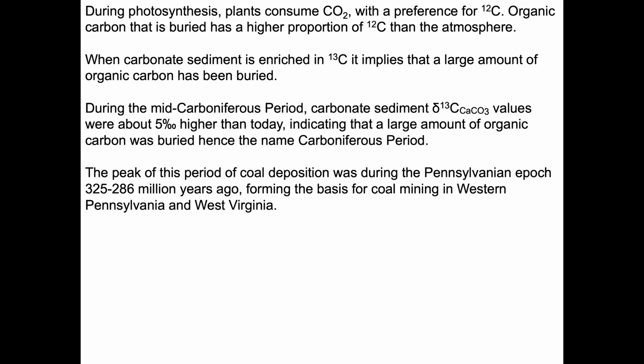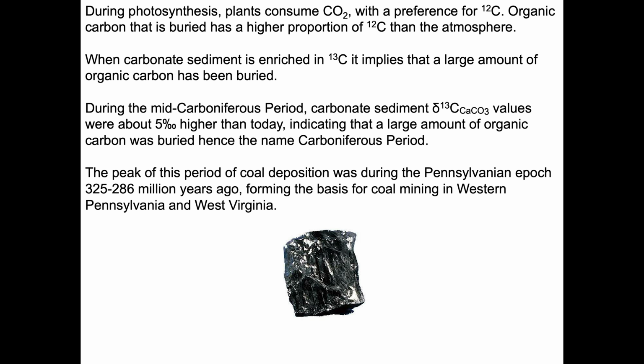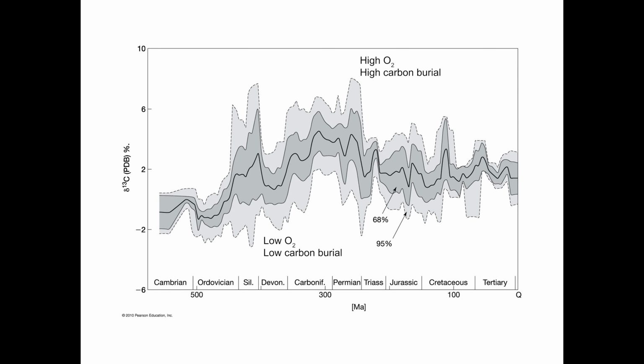The peak of this period of coal deposition was during the Pennsylvanian epoch, 325 to 286 million years ago, forming the basis for coal mining in western Pennsylvania and West Virginia. That's the expensive anthracite coal, the dark, dense, shiny stuff. Here we have a record of Phanerozoic variability in carbon isotope values.